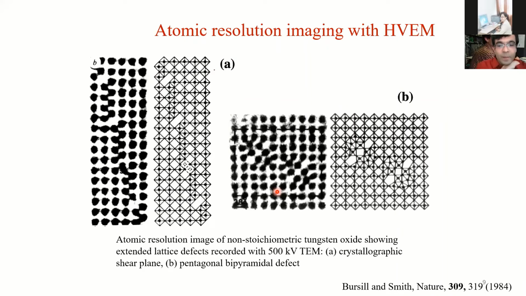And here, we know that if we increase the accelerating voltage, we reduce the wavelength of the electrons, and we get a little improvement or enhancement in the resolution. So Bursill and Smith in the 80s imaged this tungsten oxide showing a crystallographic shear plane. And here you have a pentagonal bipyramidal defect. And these black spots you can see here are the metal atoms, the tungsten atoms.